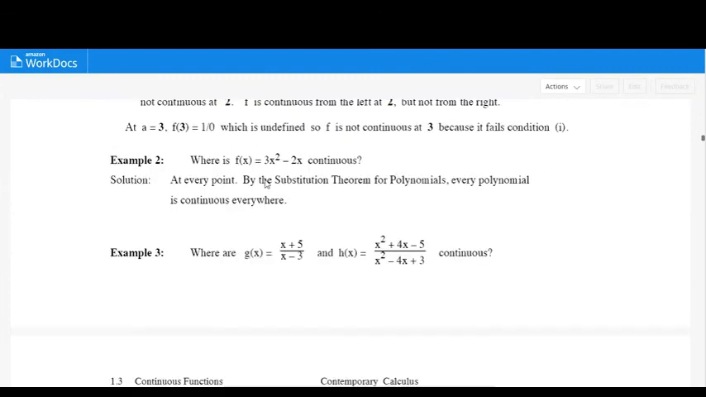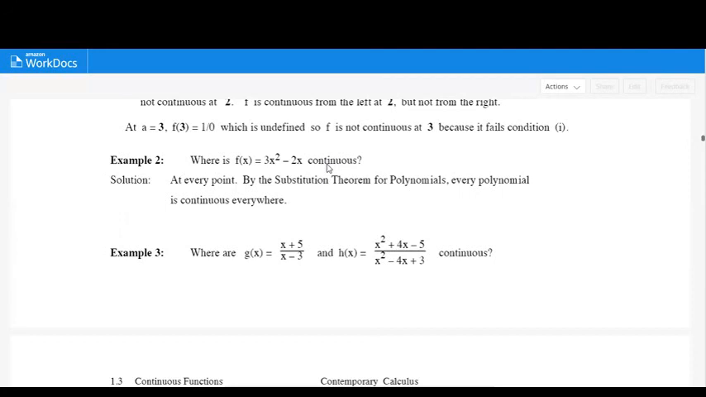Okay. Next, where is f of x equals to 3x squared minus 2x continuous? So, kumbaga may mga questions din na pwede siyang maging ganito. Find the value of x wherein the function is discontinuous or kailan siya magiging hindi continuous. Okay, so the technique here is you need to find a number or you need to know if there is a number na makakapa-undefined sa equation na yan.